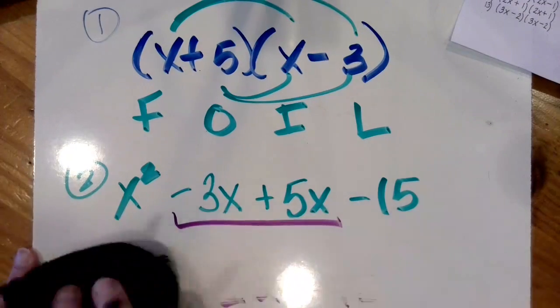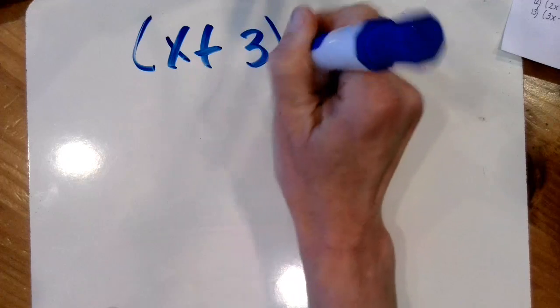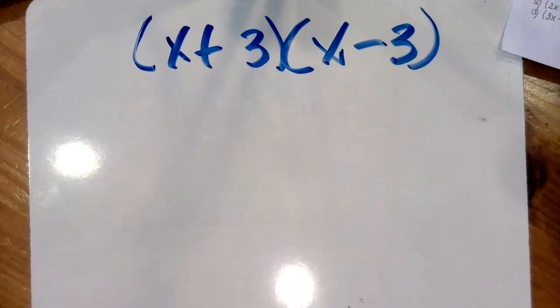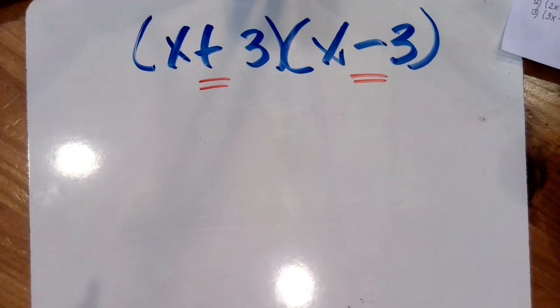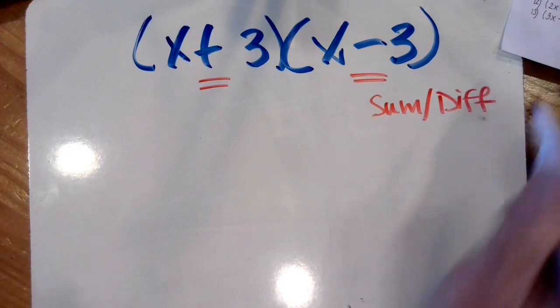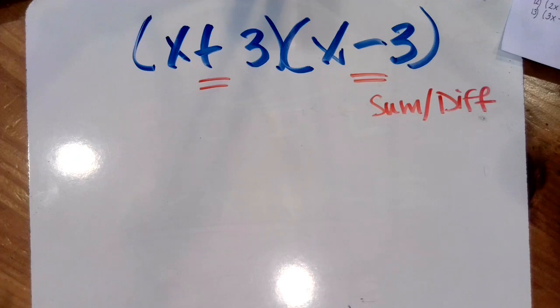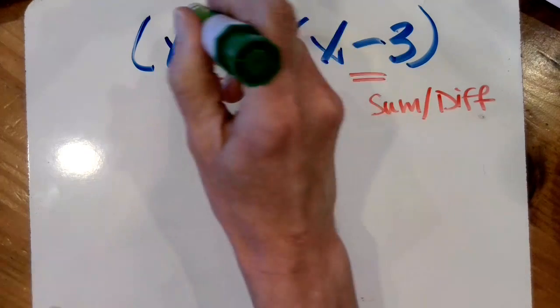Sound okay? All right. So our second example is going to be x plus 3 times x minus 3. So if you think about it, do you remember we talked about this kind of special pattern where we have opposite signs? So we have a sum and a difference, but identical values otherwise. So this one's going to be a fun one because that middle term is going to be that 0 pair.